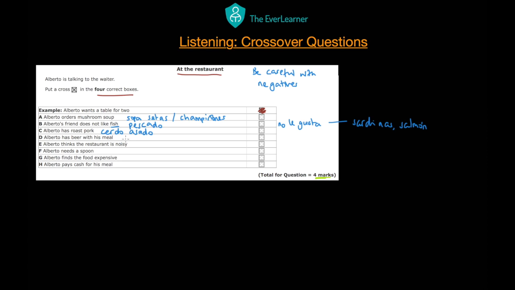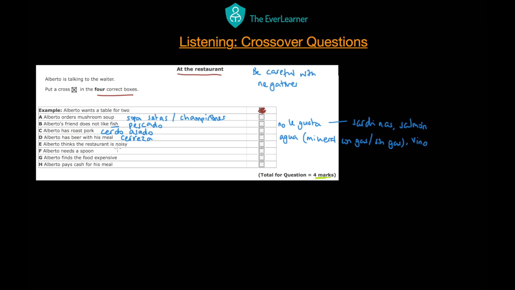Alberto has beer with his meal, so cerveza. Let's make sure we remember this word, cerveza. But of course, have your ears peeled for any other types of drinks. Things like agua. Remember, we could hear agua mineral, con gas, sparkling, or sin gas, still. We might hear other things like limonada. We might hear vino, wine. So, other possible things that we might hear.